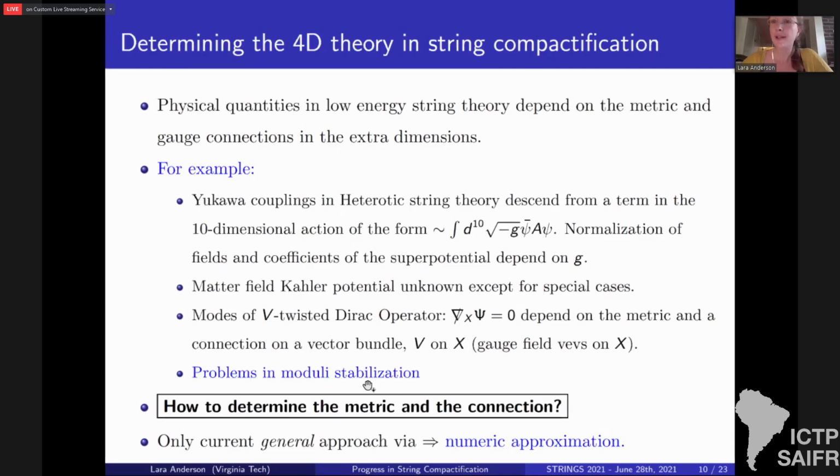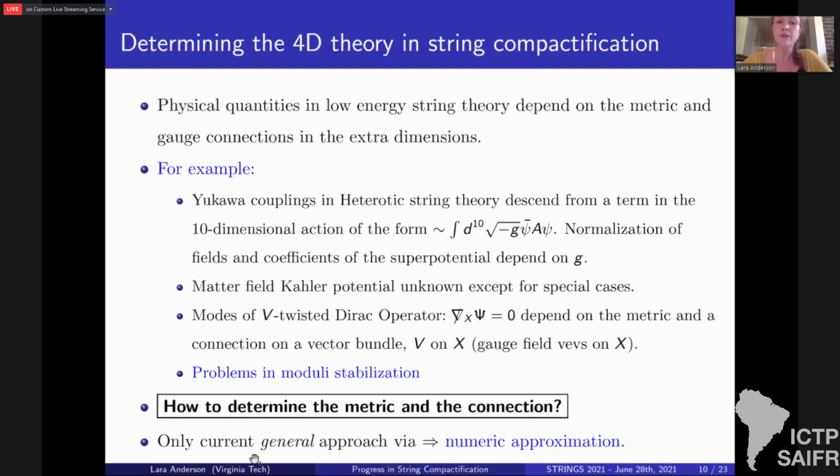There is also the problem of pushing the theory to its limit, that of moduli stabilization, which we've heard lots about in various contexts in this conference already. Again, in order to even find a stable vacuum, you may also need to know something about the structure of the geometry beyond just its topology. And that leads us to the question: how to determine the metric and connection?